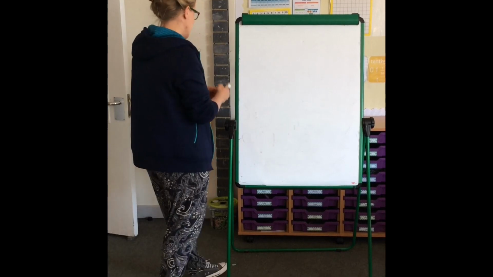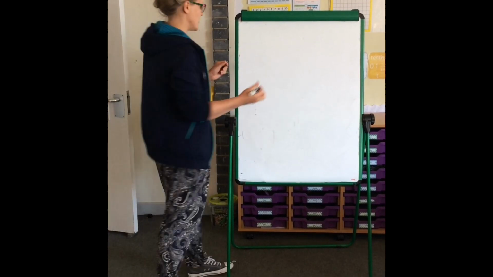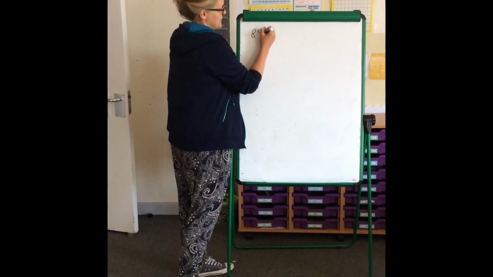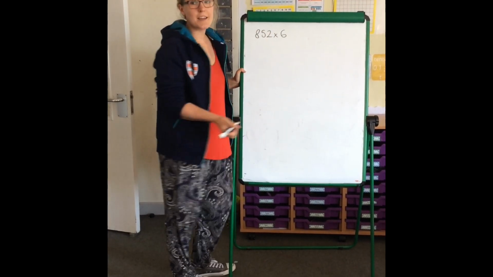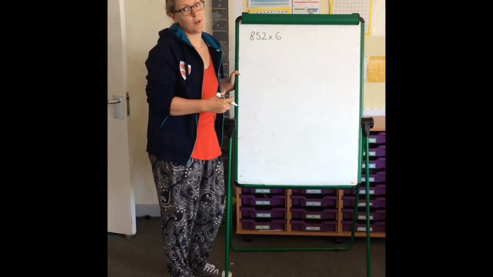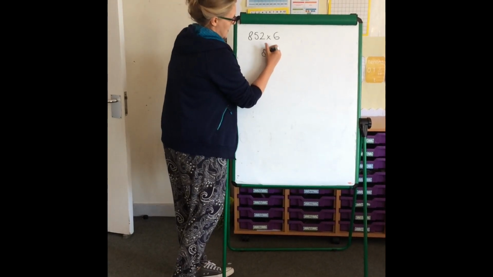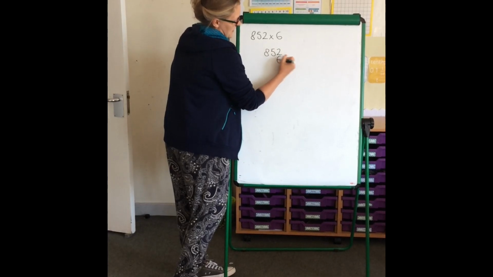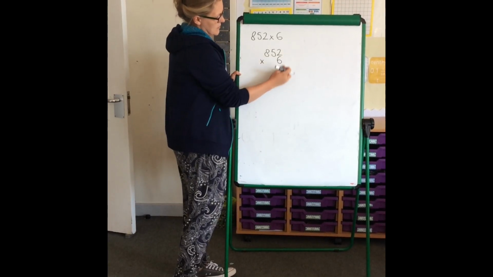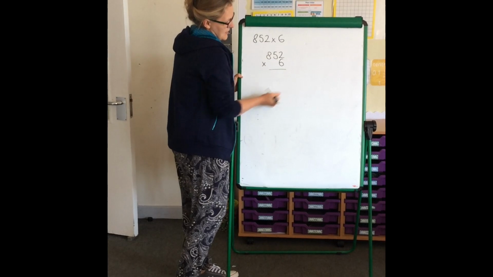Okay, brilliant. So let's get started. The first one we are going to try is 852 multiplied by 6, okay? First thing we're going to do is set out our multiplication with the right columns. So I'm going to have my 852 multiplied by 6, and I'm making sure that the ones column, everything is lined up.